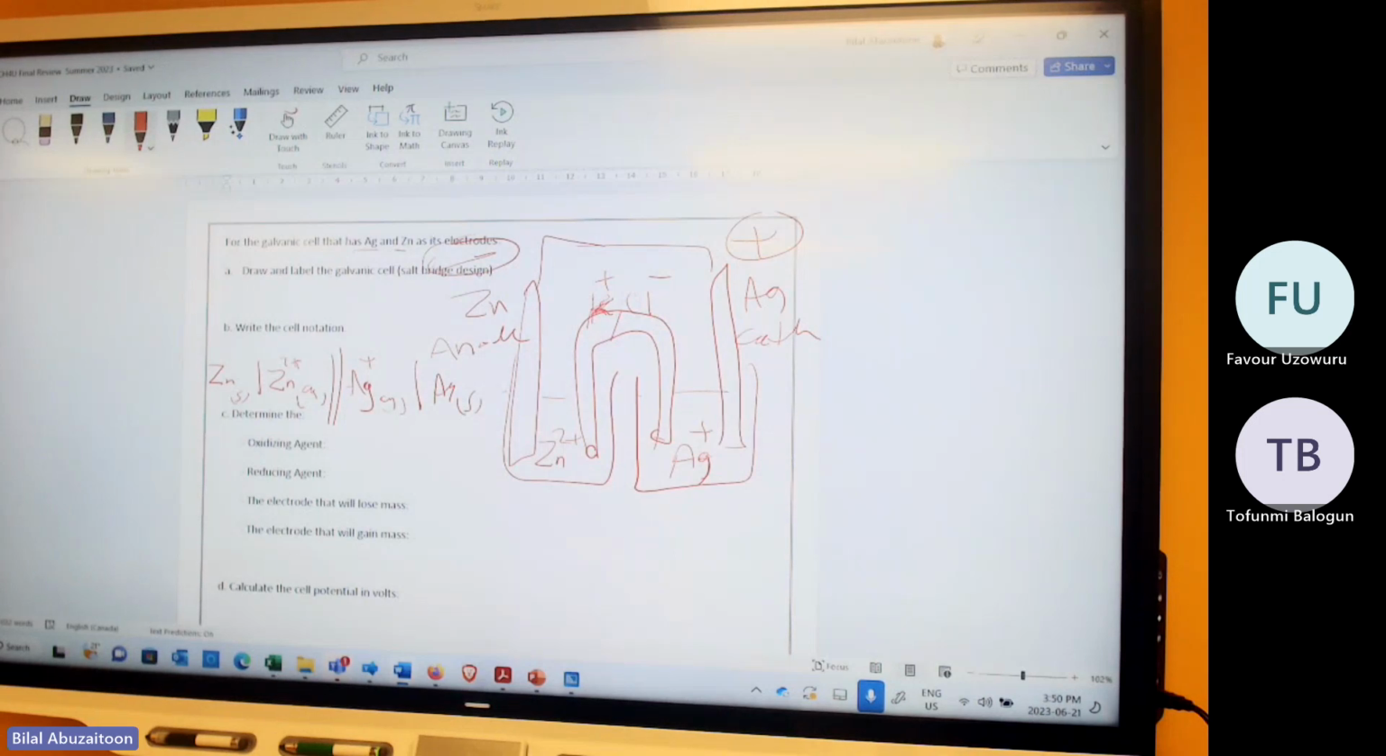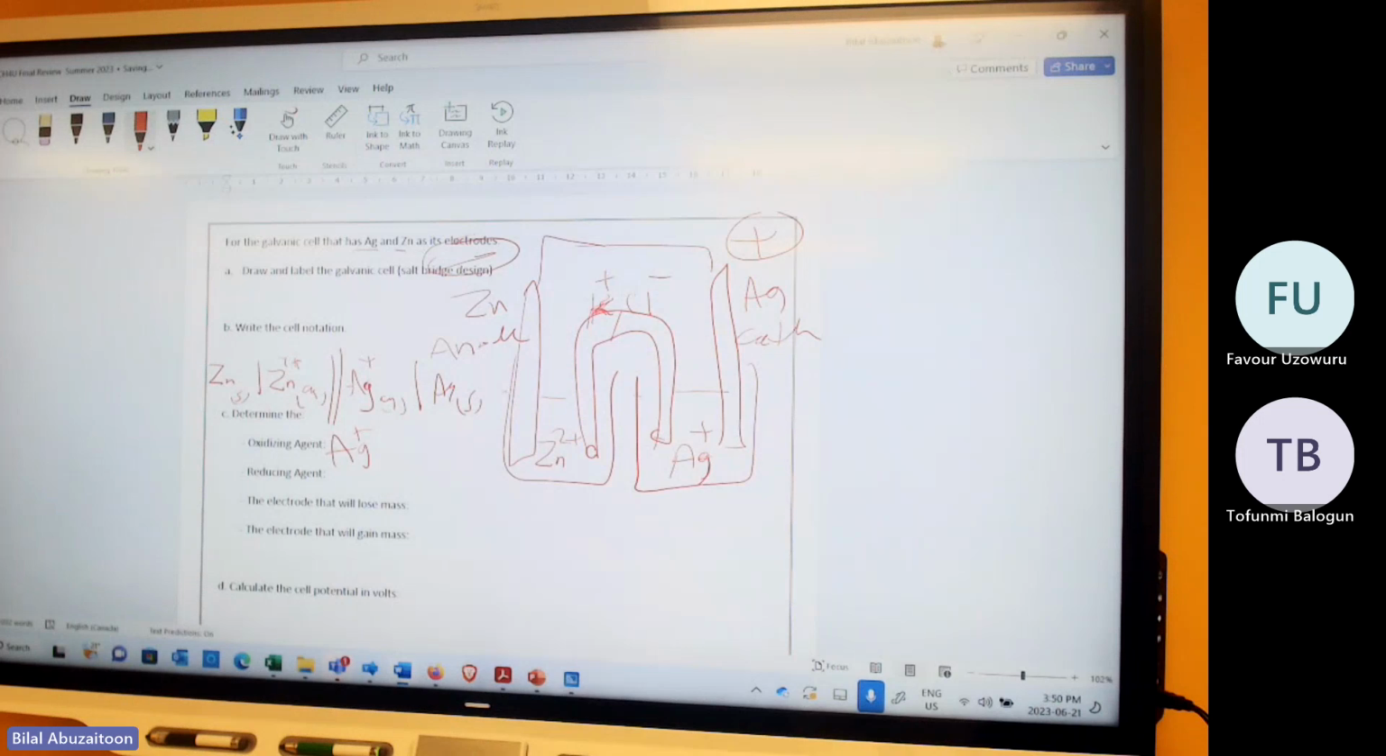Anode on the left, always. The oxidizing agent is the entity or species that is reduced, which is the Ag+, the one that gained electrons.